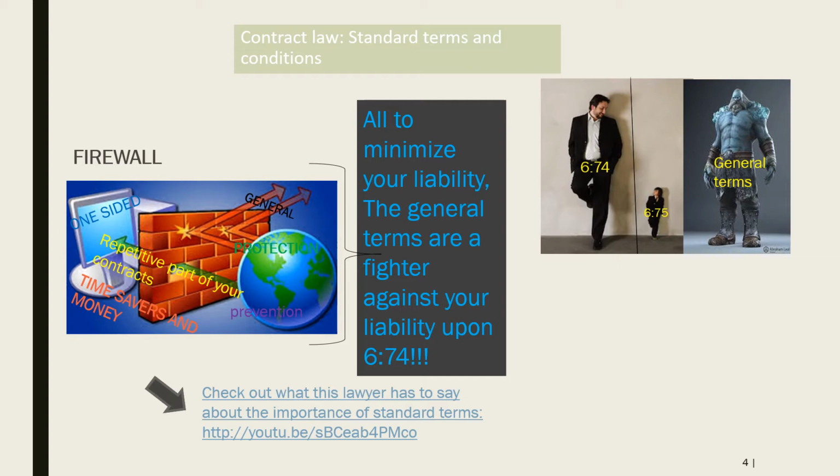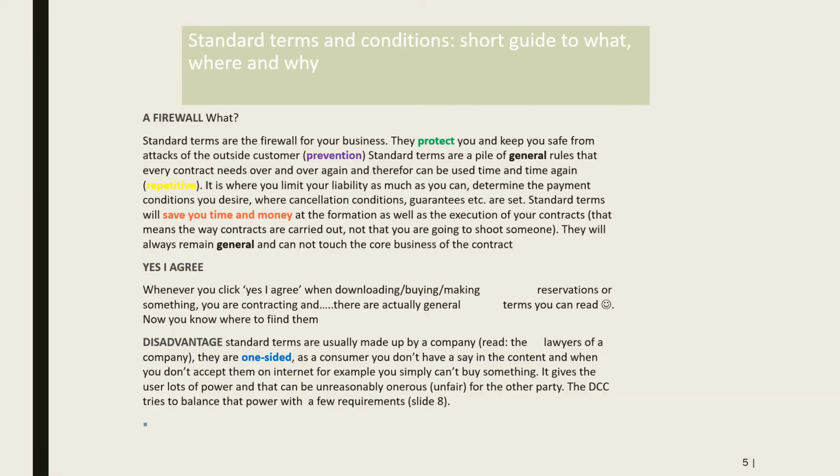And there you see, we also created a fighter against 6:74. So you exclude your liability. You get a lot of liability in contract law, and with your standard terms or general terms and conditions, you can call it anyway, it's all the same. With these general terms, you lower your liability and you protect your company. So it's a very handy tool. I have a little clip from YouTube and that's a lawyer that really perfectly explains it. So if you can watch it, you know everything.